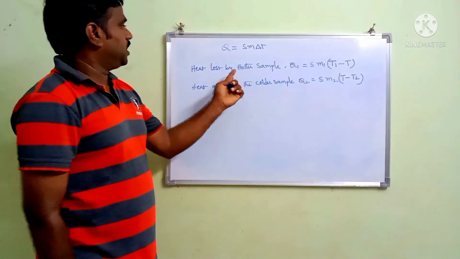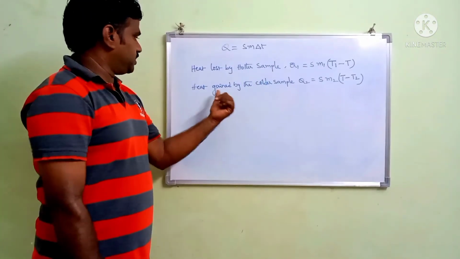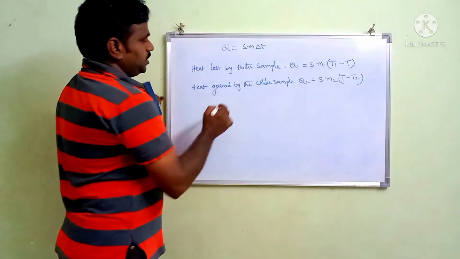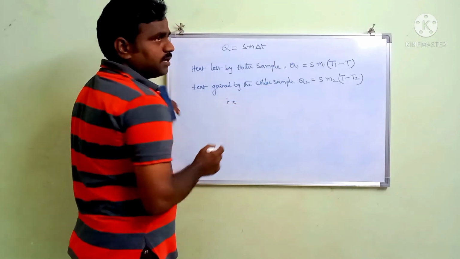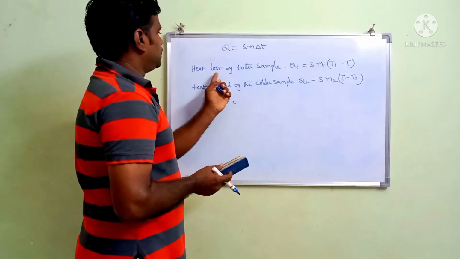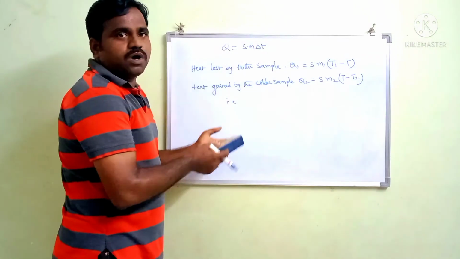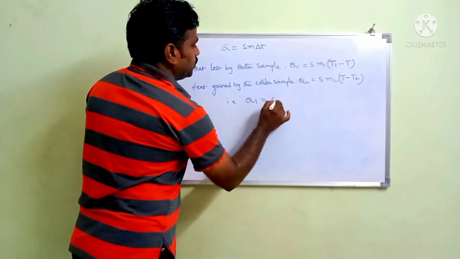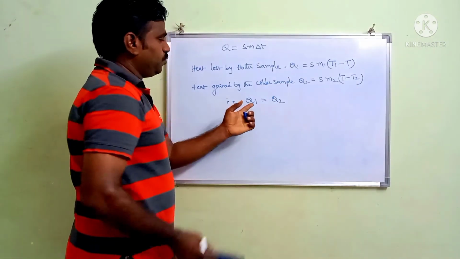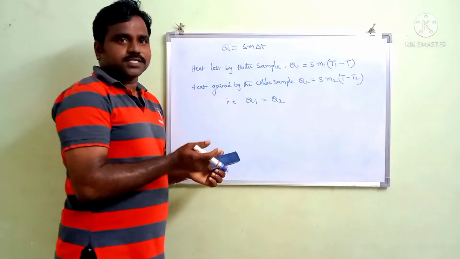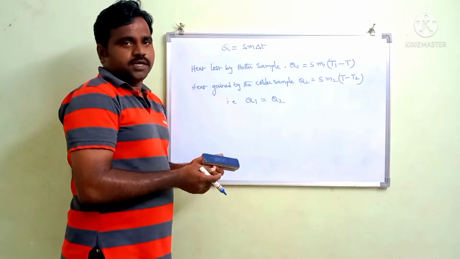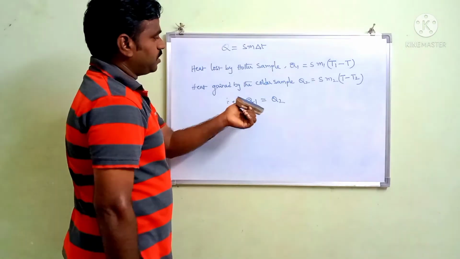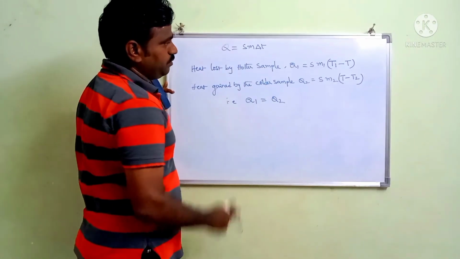So these are the equations: heat lost by the hotter sample Q1 as well as heat gained by the colder sample Q2. We can get two equations. Heat gained by the colder sample and heat lost by the hotter sample are equal. So this is written as Q1 is equal to Q2. Why can you write Q1 is equal to Q2? Heat lost by the hot sample is equal to the heat gained by the colder sample. That is the reason we can write Q1 is equal to Q2.